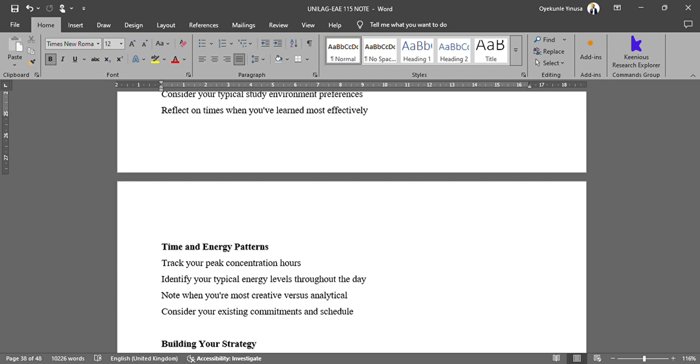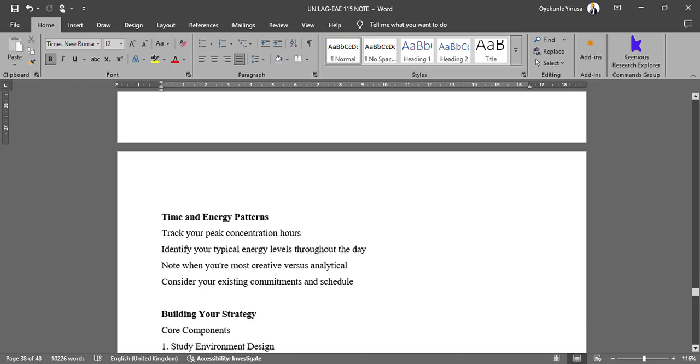Time and energy pattern is also key. What time are you dedicating to studying? You must track your peak concentration hours. What time do you learn best? Is it in the morning? Is it in the afternoon? Is it at night? Is it where there is noise pollution? You must determine what works for you. That is why it is not good for you to follow friends or peers to do what they are doing. That shows that you don't even know yourself at all.